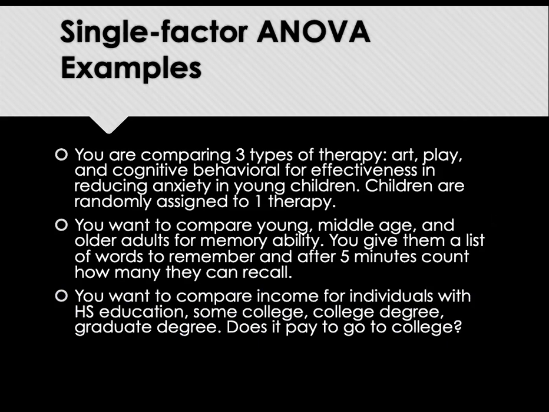So the factor is income, or excuse me, the factor is education, right? The factor is also known as the independent variable, and income would be the dependent variable in this case. The levels of our factor are high school education, some college, college degree, and graduate degree. So in this example, there are 4 levels of our single factor of education. So all of these examples are examples of single factor ANOVA designs.